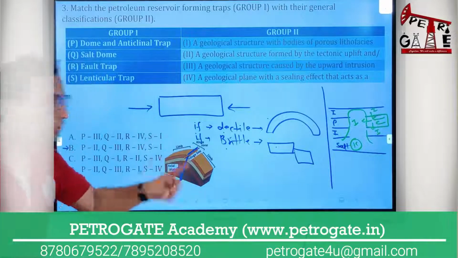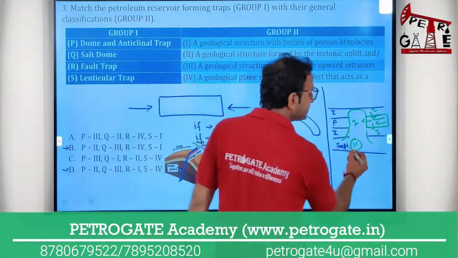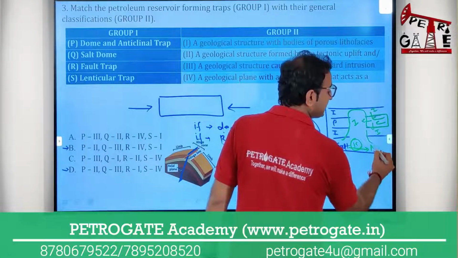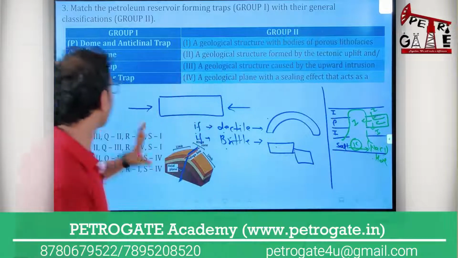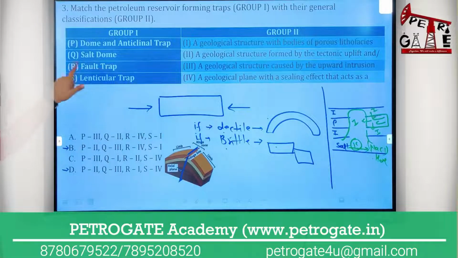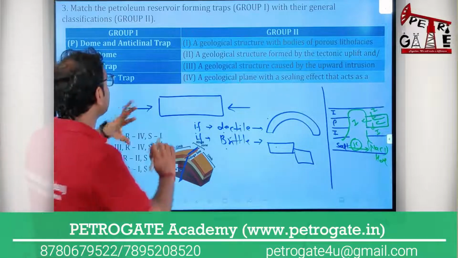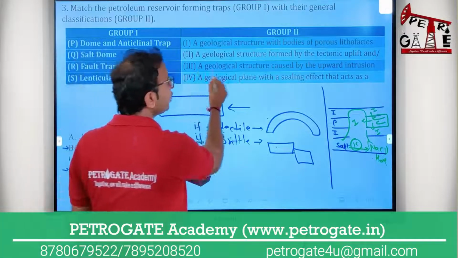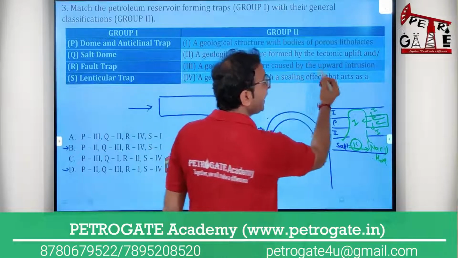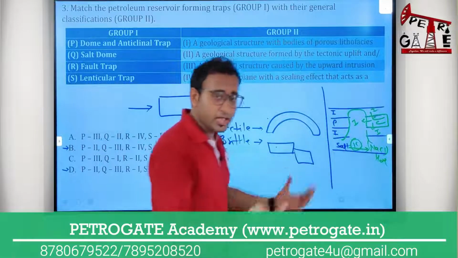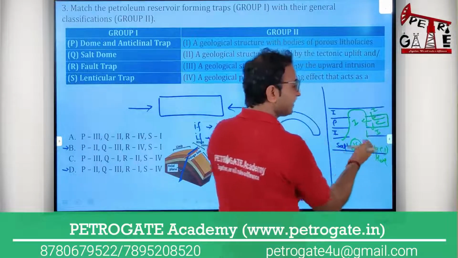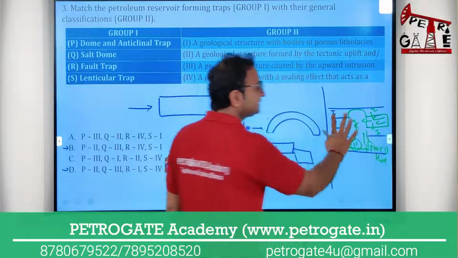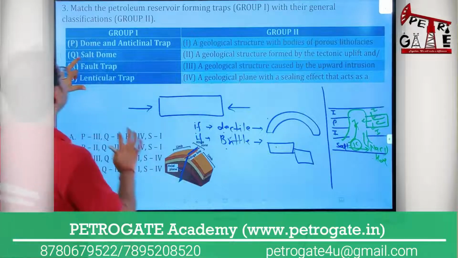Salt is formed of which mineral? That is NaCl, or you can say halite, my dear. Okay, no problem. Now according to the salt dome, you can read the lines. Option number 3 says a geological structure caused by upward intrusion. Upward intrusion means this salt is going upward, my dear. So this option is related to your salt dome.